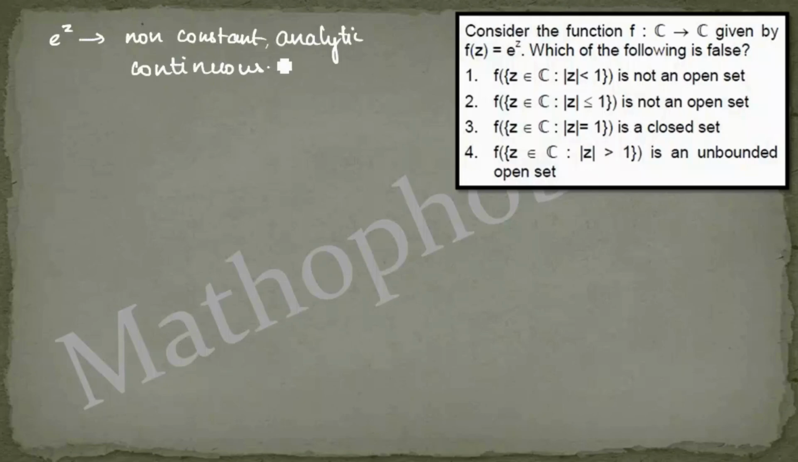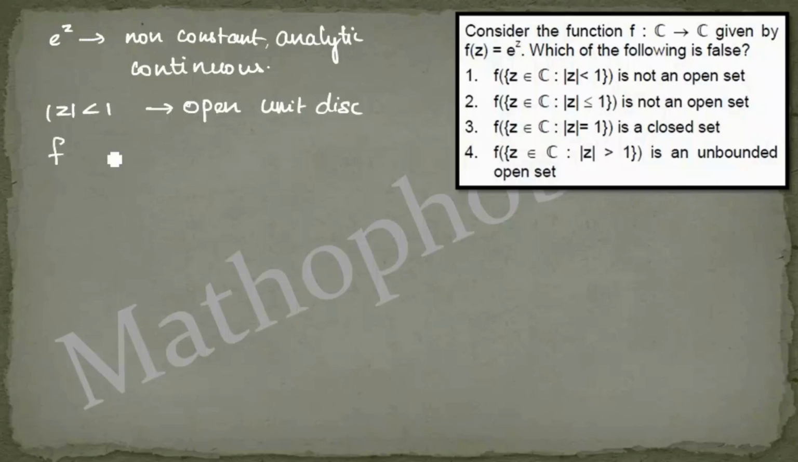ஸோ இதை வச்சு ஃபர்ஸ்ட் பார்க்கலாம். ஃபர்ஸ்ட் ஆப்ஷன்: f of the set of z such that mod z less than 1 is not an open set. So mod z less than 1 is an open unit disk. And by open mapping theorem, we can say a non-constant analytic function maps open sets to open sets. e power z is a non-constant analytic function, and mod z less than 1 is open.